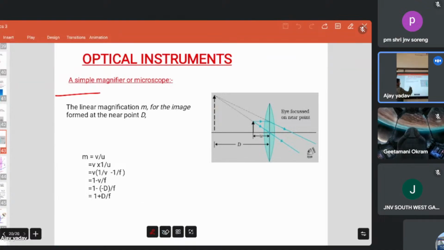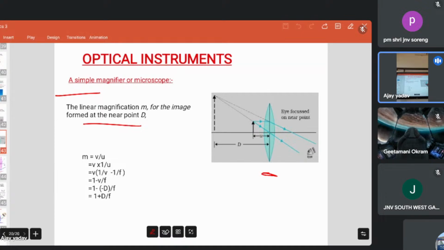So we have to find the magnifying power. A simple microscope is made up of one convex lens only.